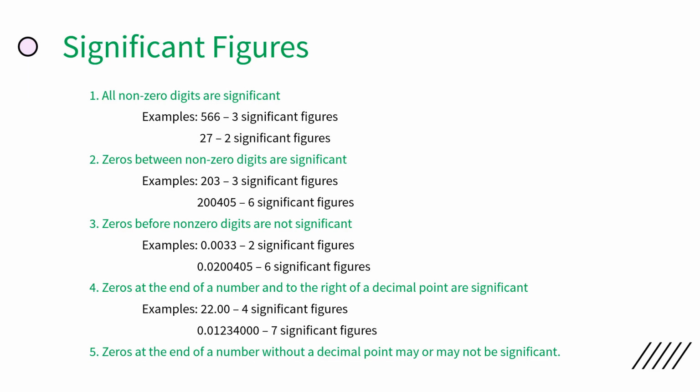Examples, 22.00 has 4 significant figures. And this number has 7 significant figures. And the last rule, zeros at the end of a number without a decimal point may or may not be significant. So 200 has either 1 or 3 significant figures.